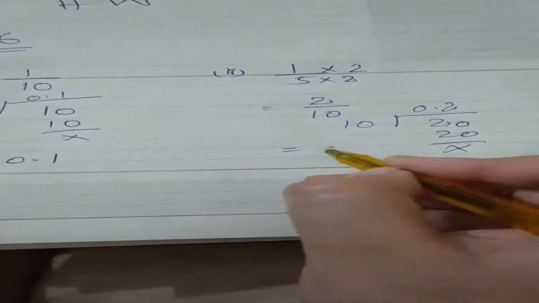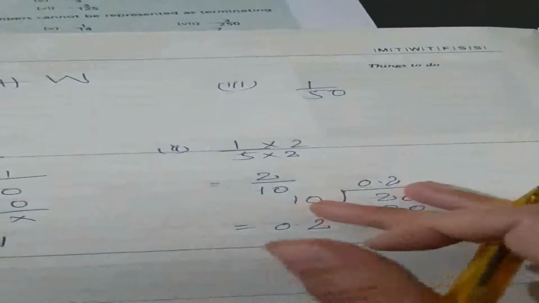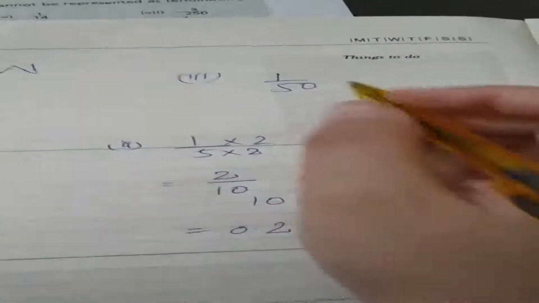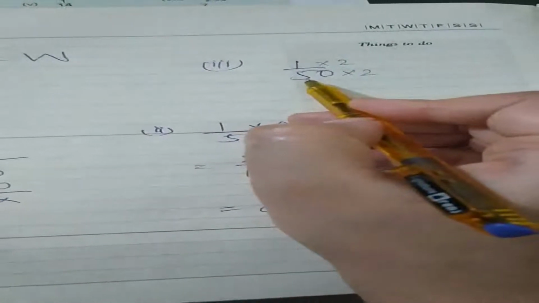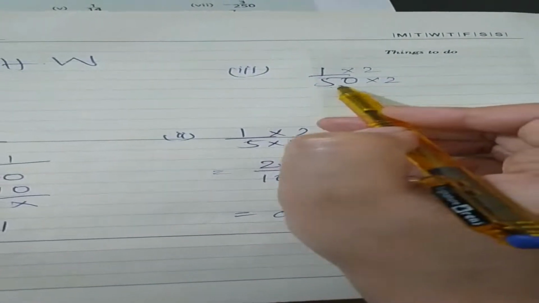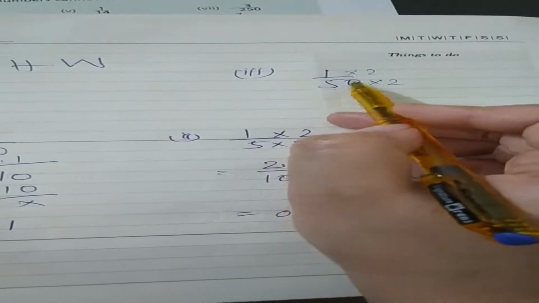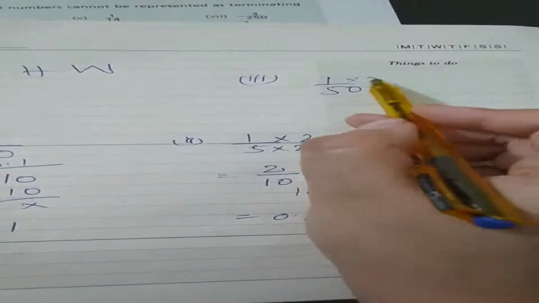Similarly, in part number 3, the value is 1 by 50. So 50: 5 1s are 5, 5 2s are 100. So multiply the numerator and denominator by 2. Why? To make it a power of 10, you have to multiply by any number which makes it a power of 10. So 50 2s are 100, so I have multiplied the numerator and denominator by 2. 1 2s are 2, 50 2s are 100.